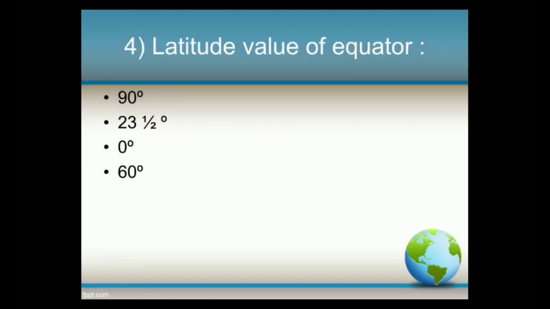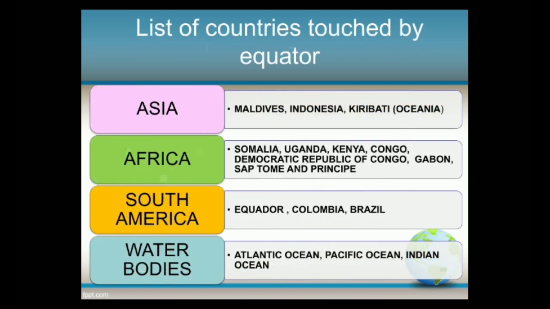Next, latitude value of equator is, and we all have learnt just now that it is 0 degree. Now here you can see the list of countries touched by equator. You all please take a screenshot of this. The equator touches 3 countries of Asia, 7 countries of Africa, 3 countries of South America and 3 oceans.